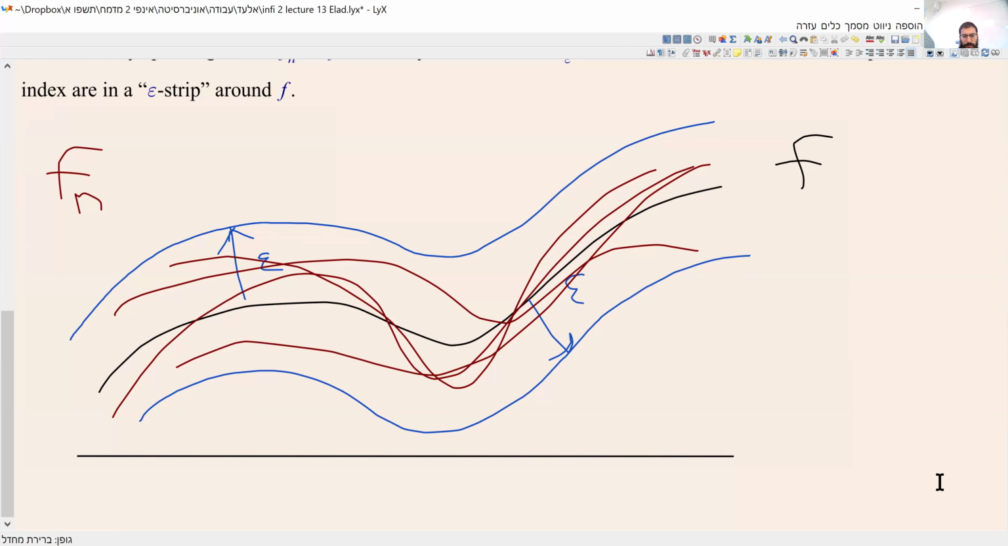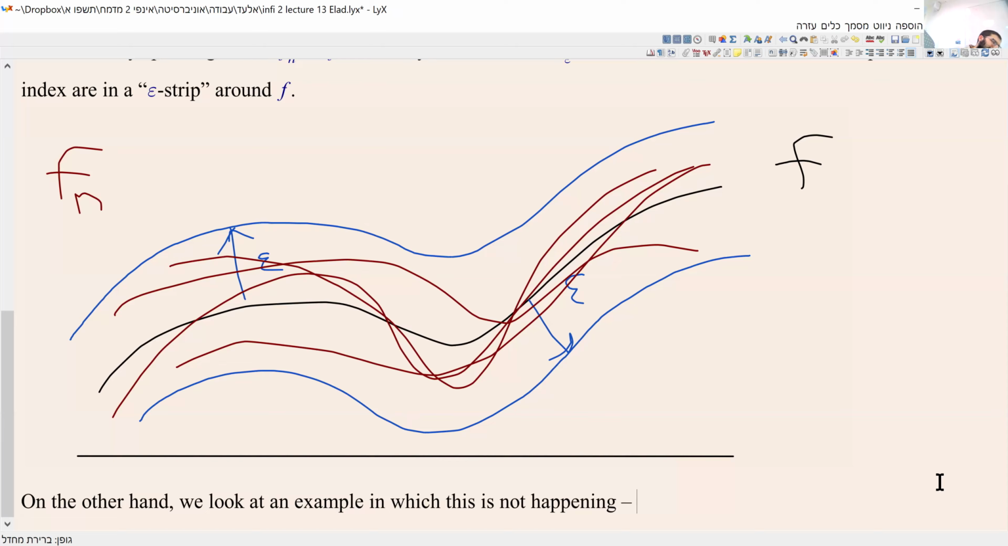On the other hand, we look at an example in which this is not happening, meaning that the convergence is not uniform. But formally speaking, we, of course, do not use drawings.